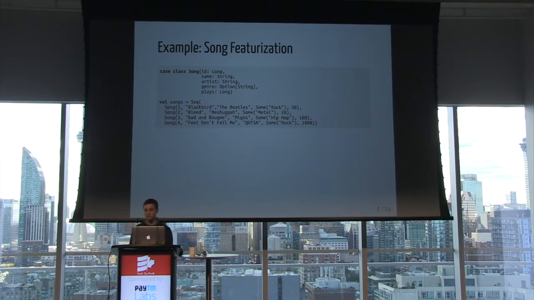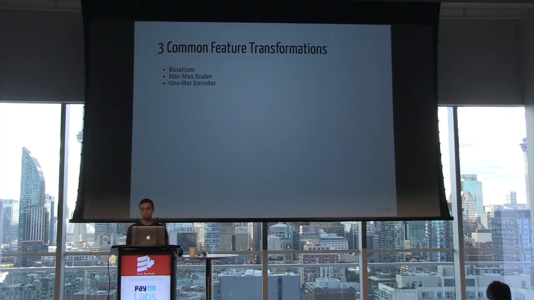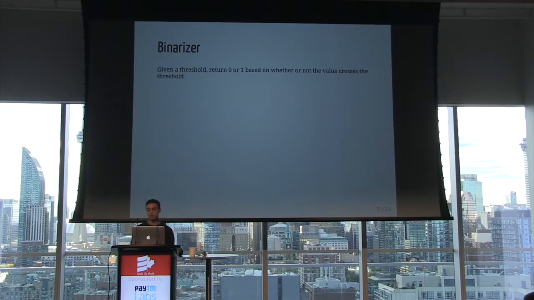And then let's also say we have a play count, which is just the total number of streams. Below that we create a collection of a few different songs. And now what we want to do is apply some feature transformations to this data set. I'm going to run through three common types of transforms here, and let's start with something called a binarizer. What a binarizer does is basically turn an input into a binary value by applying some threshold.